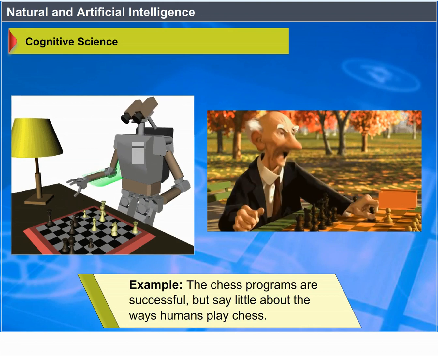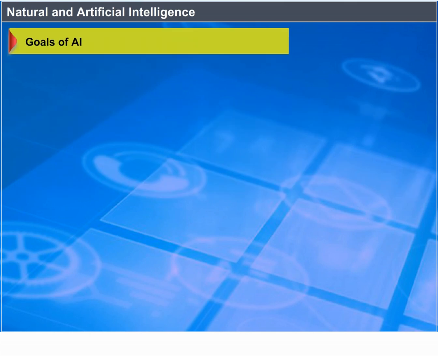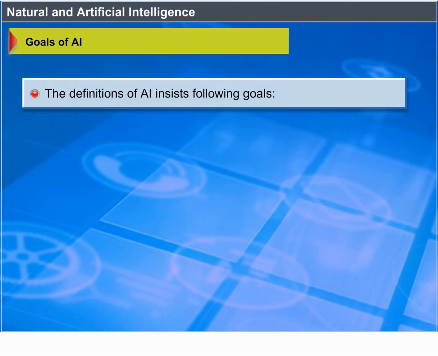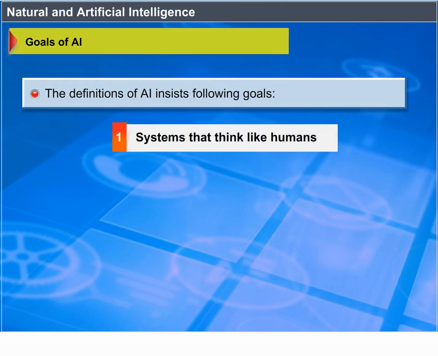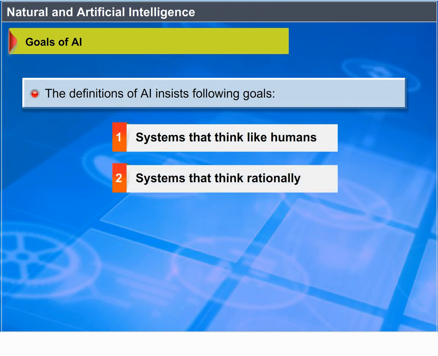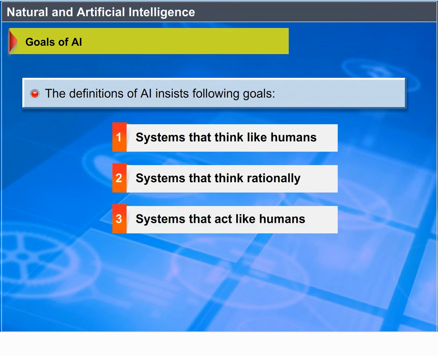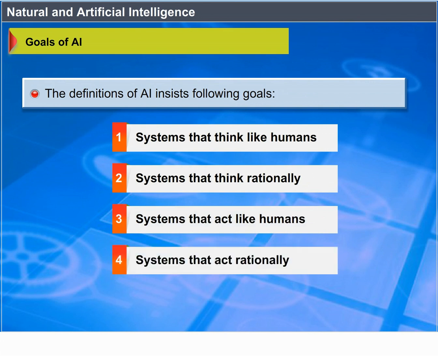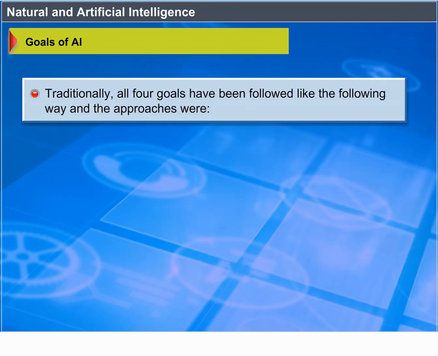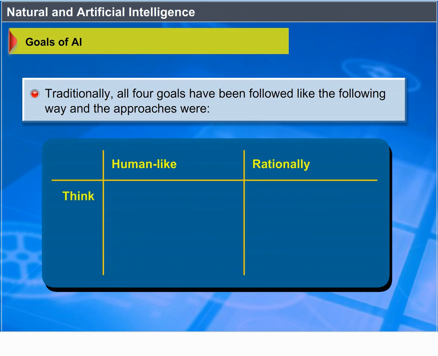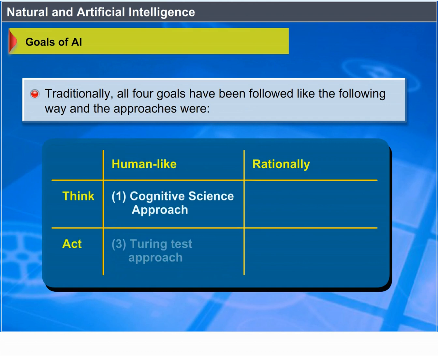Goals of AI. The definitions of AI insist on the following goals. Systems that think like humans, systems that think rationally, systems that act like humans, systems that act rationally. Traditionally, all four goals have been followed. They are shown here. And the approaches were: human-like think, cognitive science approach; act, Turing test approach; rationally think, laws of thought approach; act, rational agent approach.